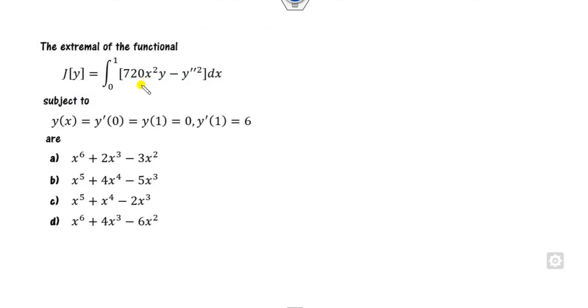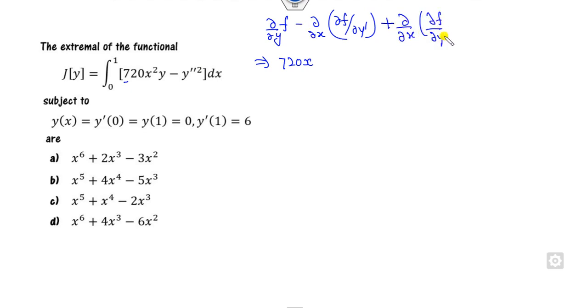Okay, look at this one. Again we can start with the partial derivative with respect to y dash is 0. What is f with respect to y? It's 720x. No, sorry, it's y double dash. So we have to write one more: this is a minus, then plus y double dash. If it is y triple dash, then you have to write minus y triple dash plus, and so on. But here there is only up to this, so we can write it as 0.